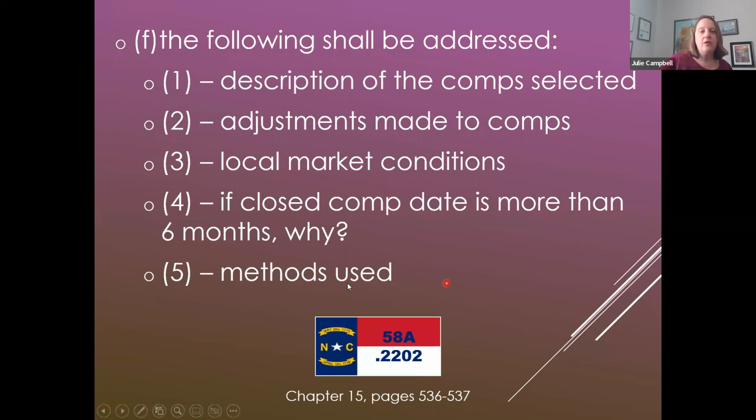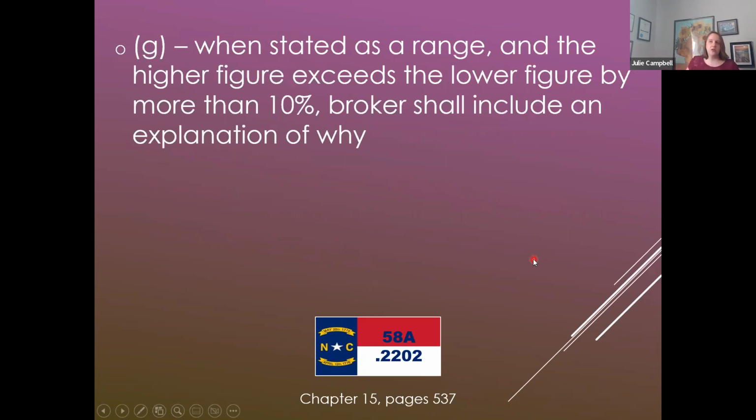As we mentioned earlier, we state our CMA BPO probable sales price in a range. When we state it in a range, if the higher figure exceeds the lower by more than 10%, in other words, if your range is greater than 10%, why? The range should be tight. If we're using similar properties that recently closed nearby, again, the fewer adjustments that we have to make, the better. So when our range, our high to low, has a difference of 10%, we need an explanation of why.